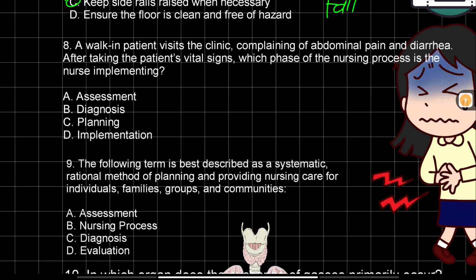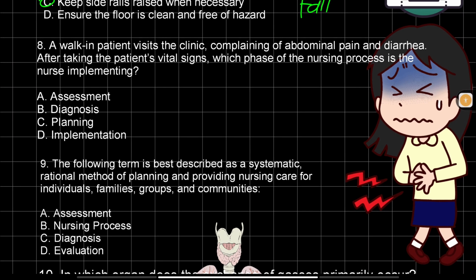All right. So, board exam type of question number 8. A walk-in patient visits the clinic complaining of abdominal pain. Eto siya, si Mari mong Zenaida. Charing! Complaining of abdominal pain and diarrhea. This is your chief complaint. Anong chief complaint? Abdominal pain and diarrhea.